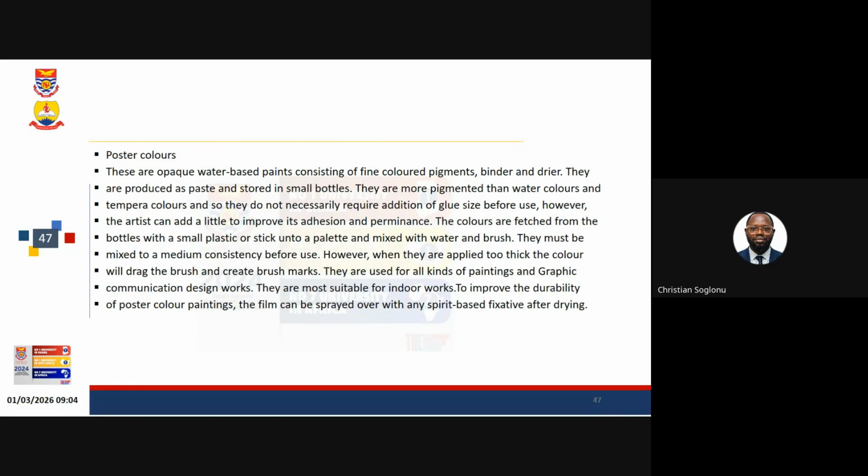So there are some techniques you cannot achieve with poster colors. A technique like impasto, as I said before, applying paint on a surface in a thick nature. You cannot use poster colors to do it. You can use acrylic paint, oil paints and other types of paint. But you cannot use poster color for the impasto technique. When you do that, the brushes will be dragging the paint from the surface and also creating cracks on the surface as well.